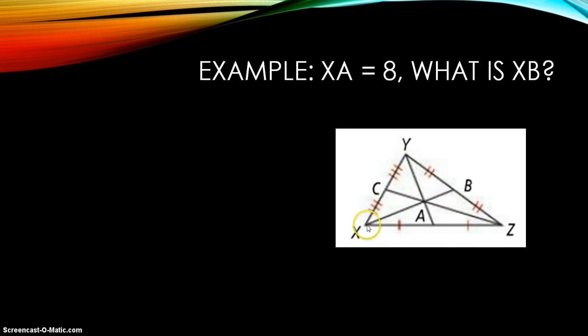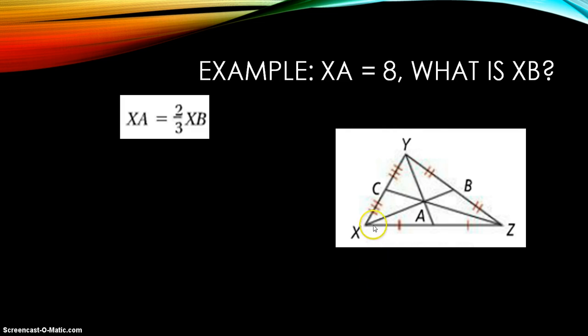So in this problem here, I know that the length of XA is 8. I want to know what the whole length of XB is. Well, for this case, I know that the length of XA is going to be 2/3 of XB, because again, it's going from the vertex to the centroid. So I'm going to substitute some values in here. I'm going to take XA and replace it with an 8.